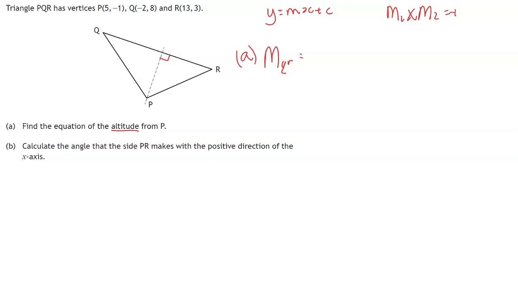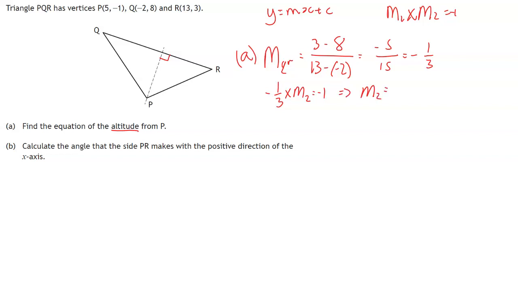So the gradient of QR, y2 minus y1 over x2 minus x1. So I'm going to do 3 minus 8 over 13 minus -2. So 3 minus 8 is -5. 13 minus -2 is 15. So my gradient is -1/3. What I then do is I use that m1 times m2 property and say, right, so -1/3 times m2, which is the gradient of my altitude, is equal to -1. What that then means is the gradient of my altitude m2 is equal to 3.